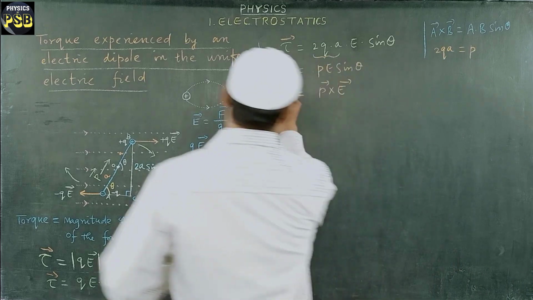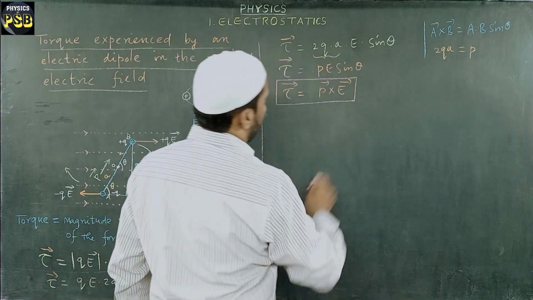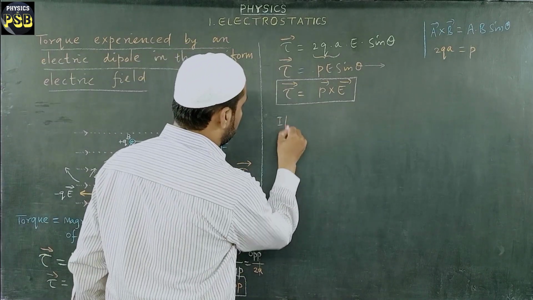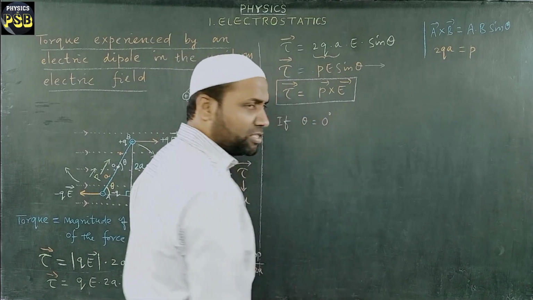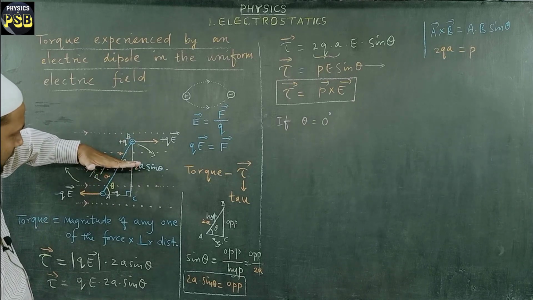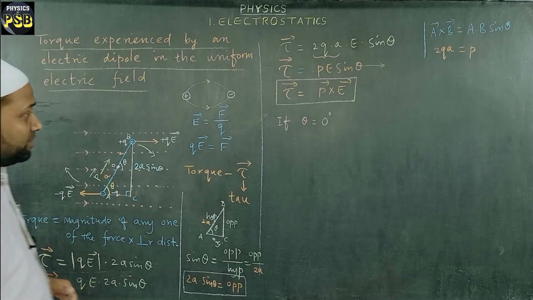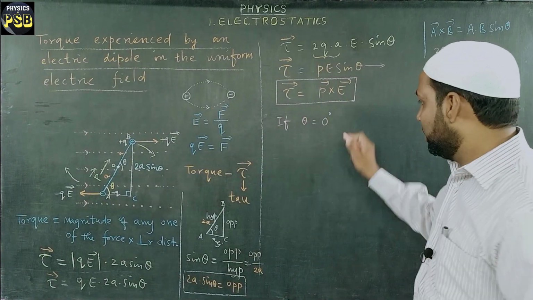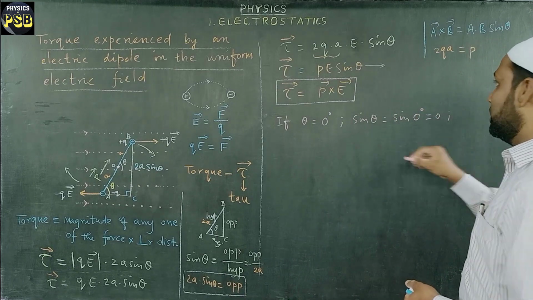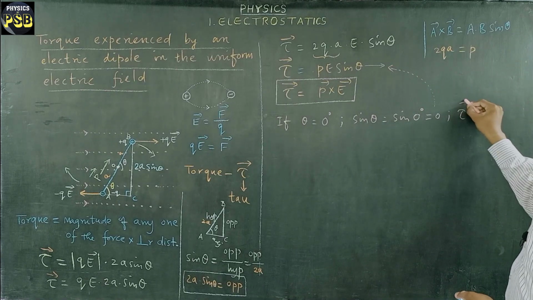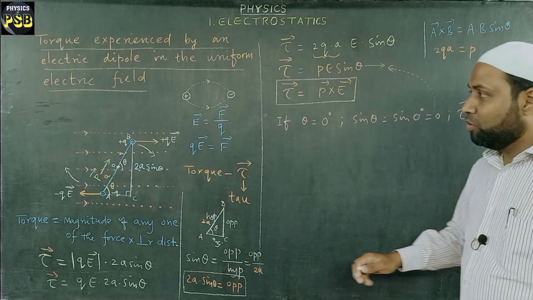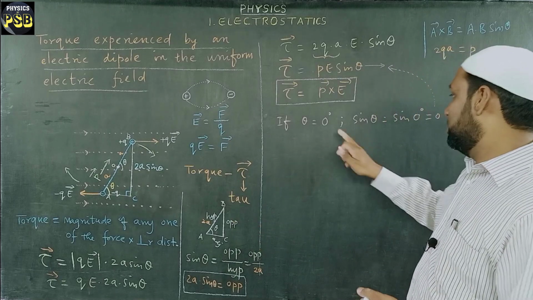Now if you look at this expression, I box this. From this one, it is clear that if the angle theta is 0 degree, what does it mean? When I take theta equal to 0, that means this electric dipole is kept parallel to electric field. In such case, the value of theta is 0 degree and sin of 0 degree is nothing but 0. And in such case, if you substitute this here, tau will become PE multiplied with 0, and the torque becomes 0. When the electric dipole is placed parallel to electric field, the torque experienced is 0.